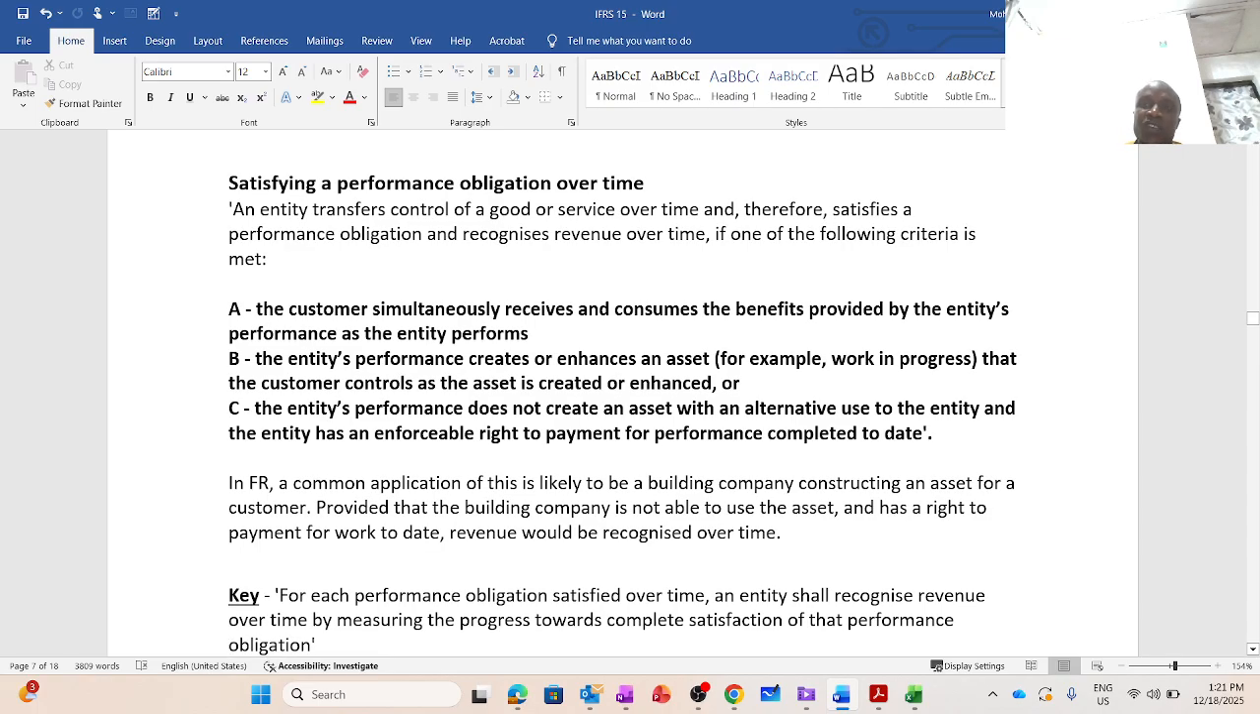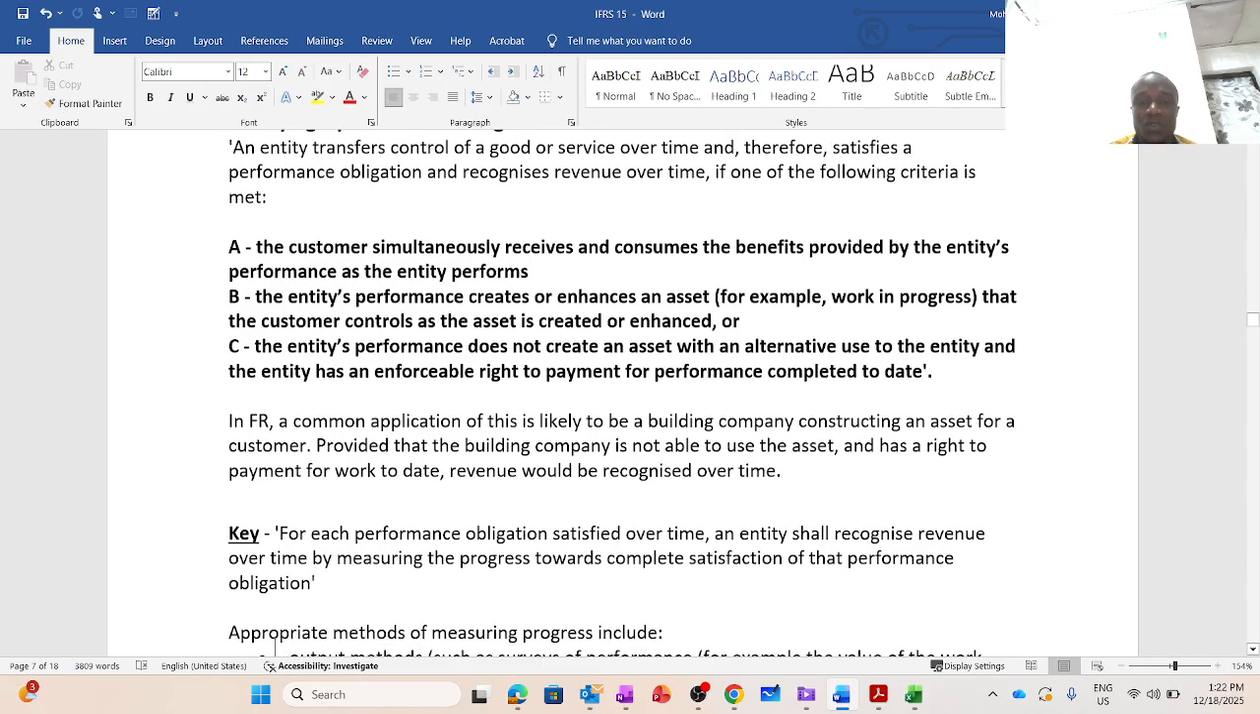When we are talking about over a period of time, we are not going to recognize revenue based on the total amount. We are going to prorate that particular amount, the transaction price. Now, in financial reporting, a common application of this is likely to be a building company constructing an asset for a customer, provided that the building company is not able to use the asset and has the right for payment for work completed. Revenue will be recognized over time.